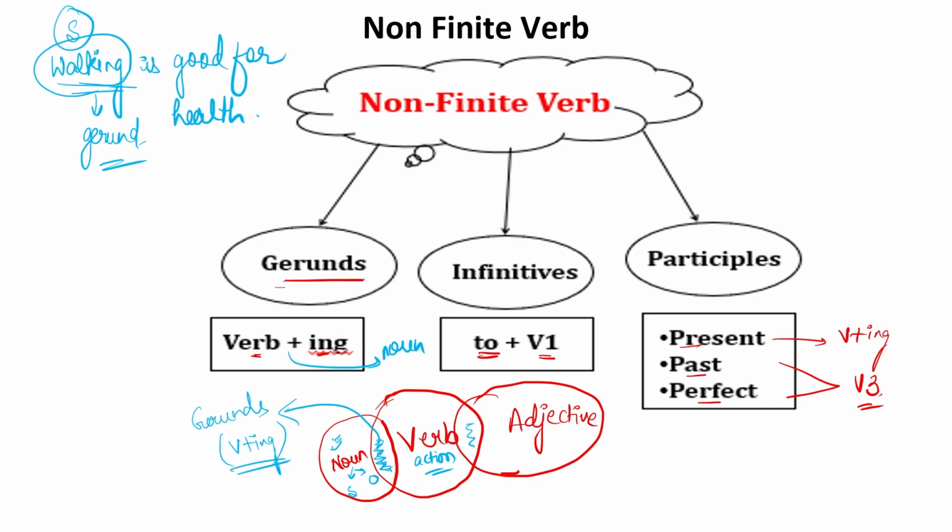Another part is that we have the infinitive. Now gerunds are when we add ing to the verb. But if it is written like to plus verb first form and it is again behaving like a noun, but it is not actually in action form, this is known as an infinitive.